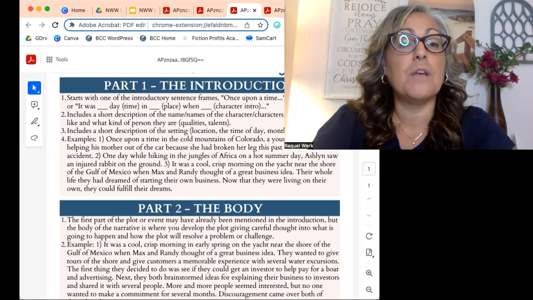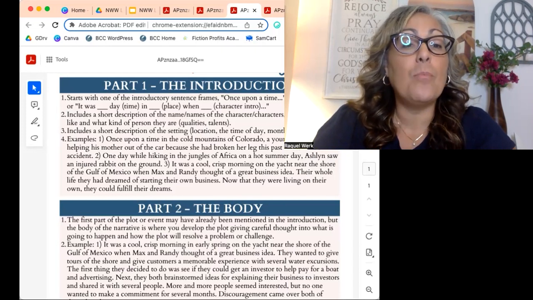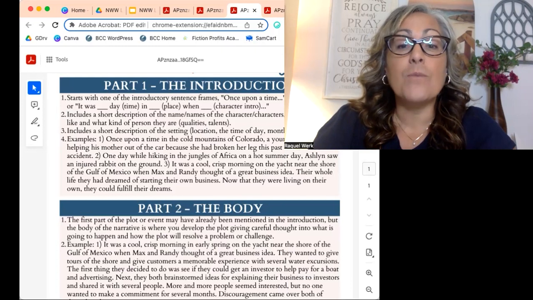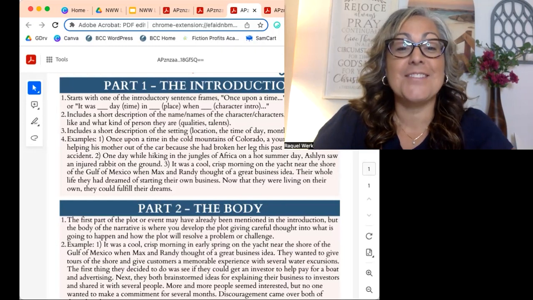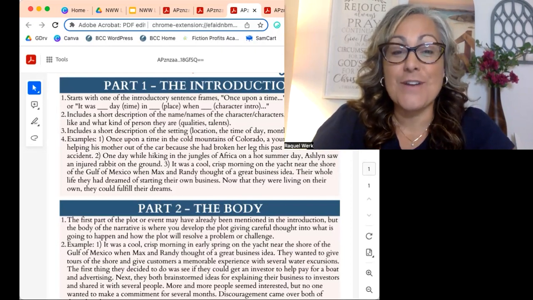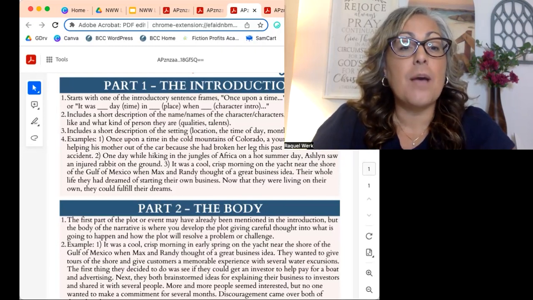So here are some examples. Once upon a time in the cold mountains of Colorado, a young boy was helping his mother out of the car because she had broken her leg this past winter in a ski accident. So here in this very first sentence, I introduce a lot about the characters. The boy was young. He was helping his mother because she broke her leg in a ski accident. So there's quite a few details there just in that one sentence. And then for the setting, I talk about the state that they're in and what it looks like in their surroundings. Let's go to example number 2.